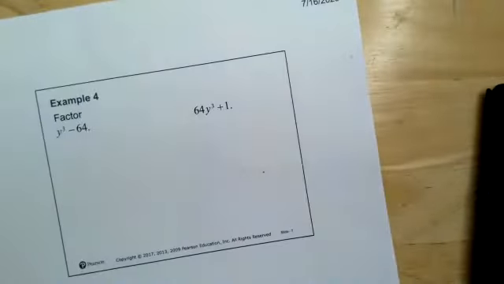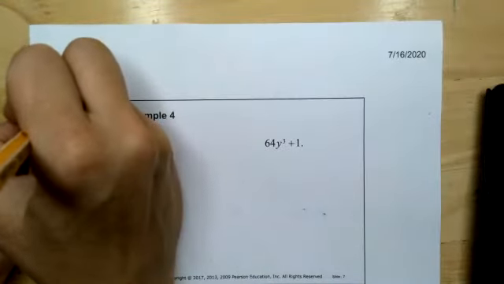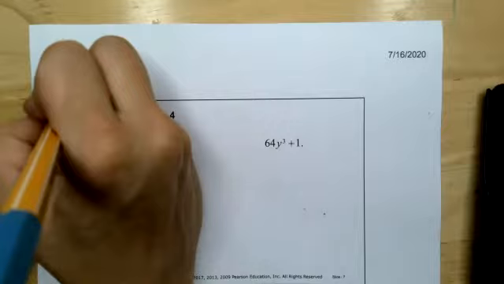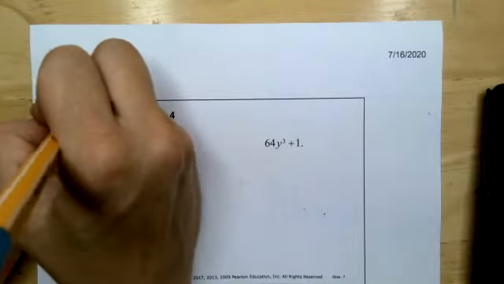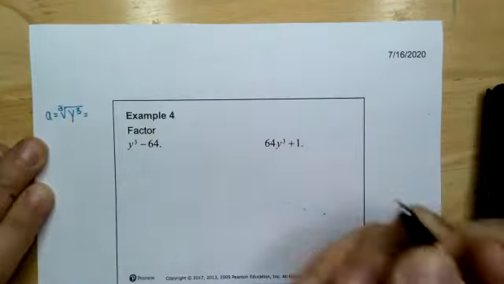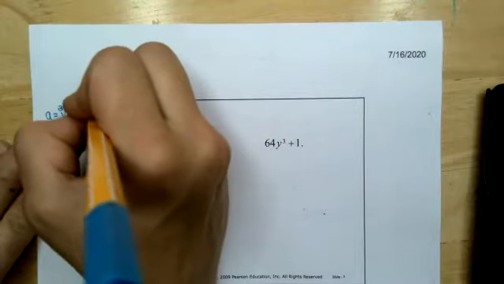What they're asking us to factor is y cubed minus 64, and then 64y cubed plus 1. Good. So A is the cubed root of y cubed. The cubed root of y cubed, that cancels that, and we just get y.